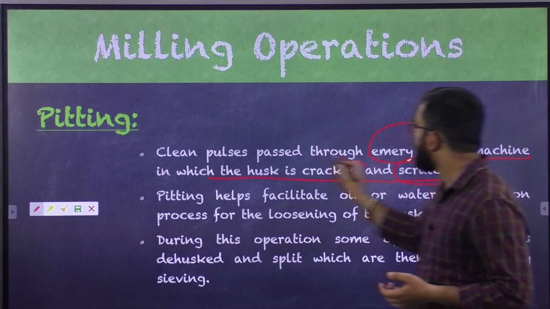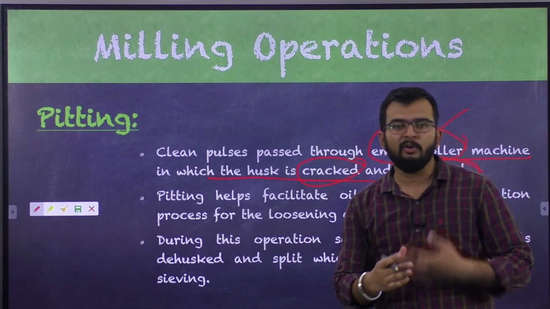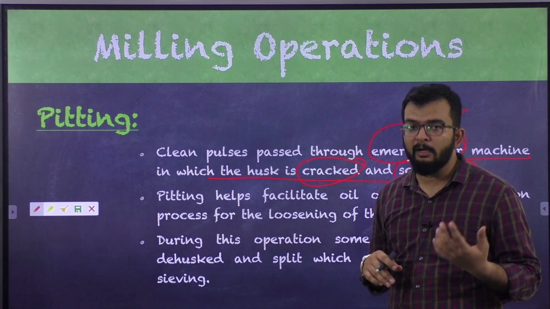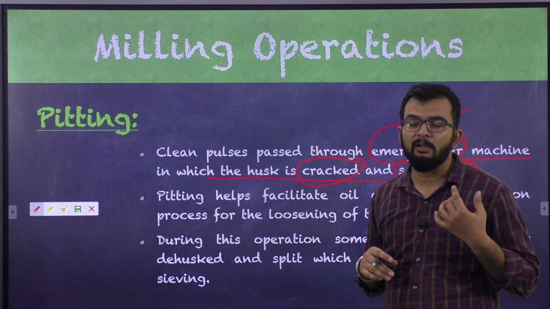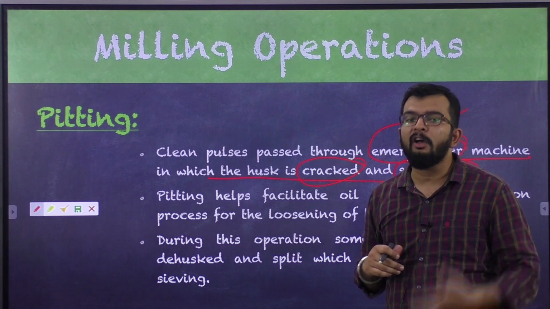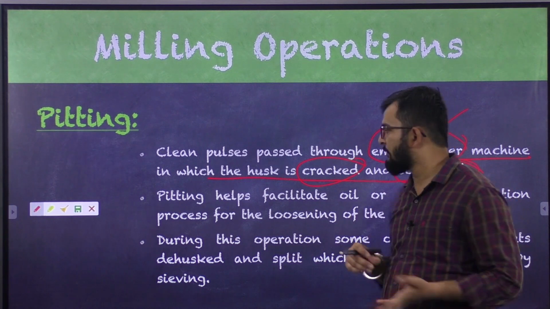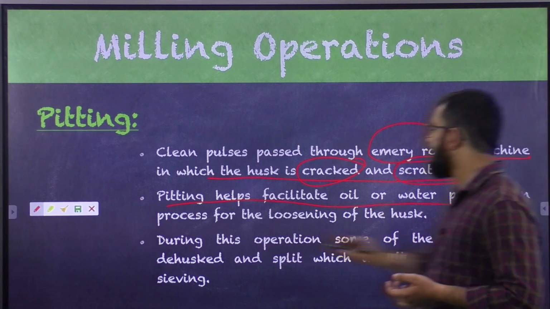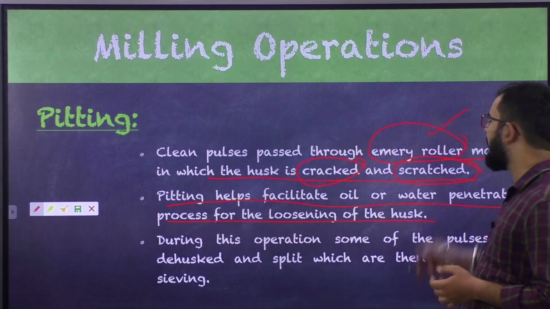That is, you need to make it porous or cracked. You need to crack the hull so that if we are going to condition it or pour oil on it, that oil can penetrate to the cotyledons. Okay, so pitting helps facilitate oil and water penetration process for loosening of the husk.